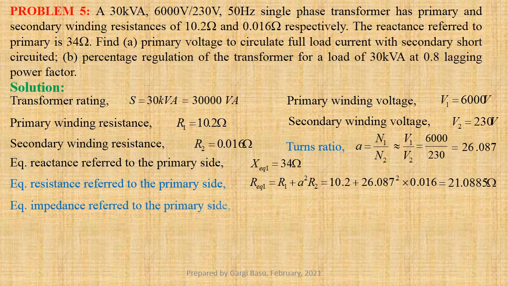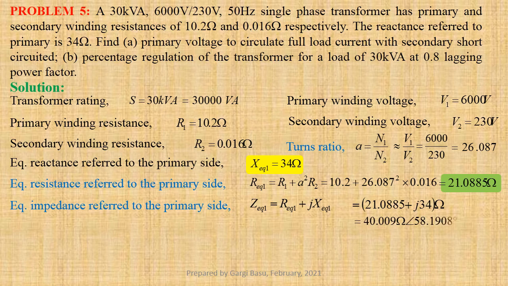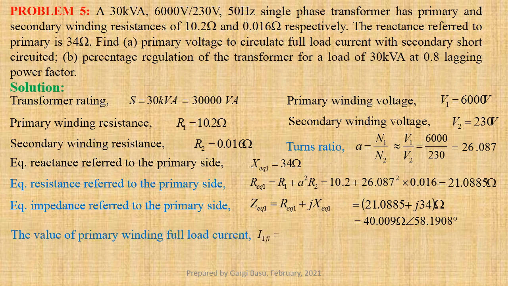Equivalent impedance referred to the primary side ZEQ1 equals REQ1 plus JXEQ1, that is equal to 21.0885 plus J34 ohm or 40.009 ohm at an angle 58.1908 degree. The value of primary winding full load current I1FL equals S by V1, that is equal to 30,000 divided by 6,000, that gives us 5 ampere.